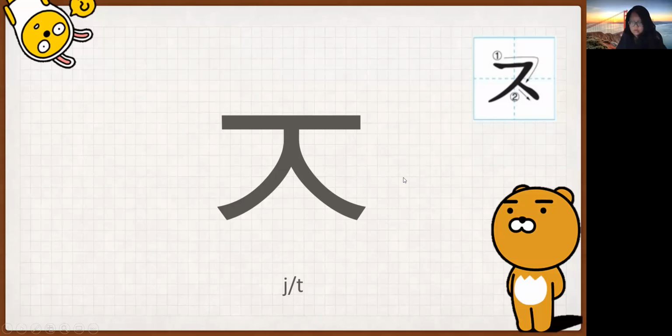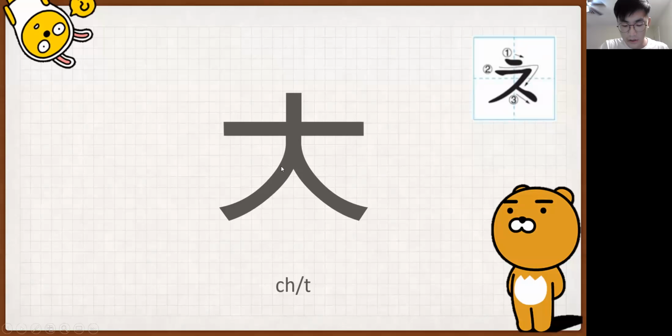Right. Next one. This one is called chieut. And just like jieut, the previous consonant, I also recommend practicing the top right corner one, like how they write it over here.